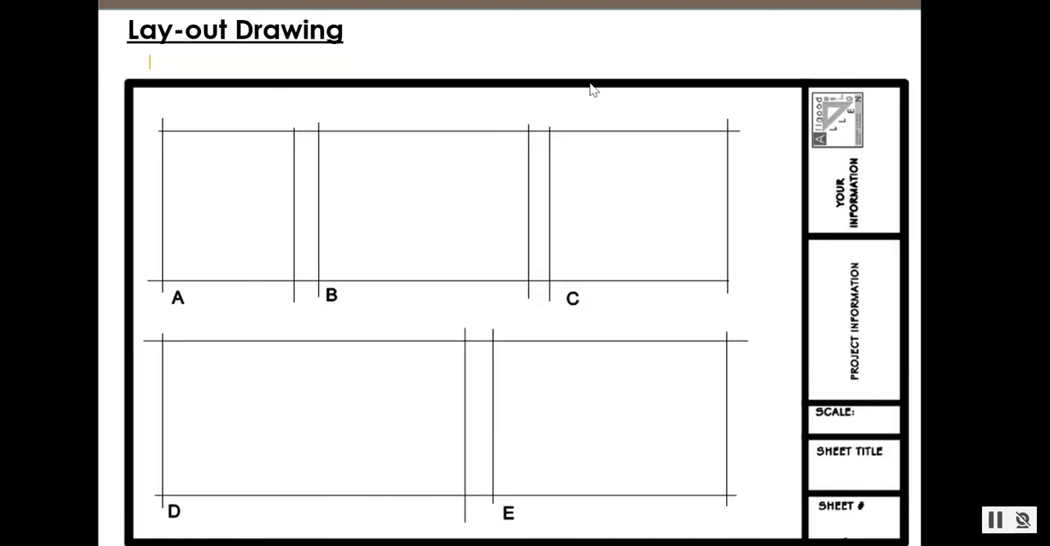So here you see, once we've determined where the elevations go, we start to block out our elevations. I personally, in my firm, start with A, B, C, D, E. Some firms may start with 1, 2, 3, 4, 5. That is up to the architectural firm. But in our case, we're going to start with elevation A and go along in chronological order.